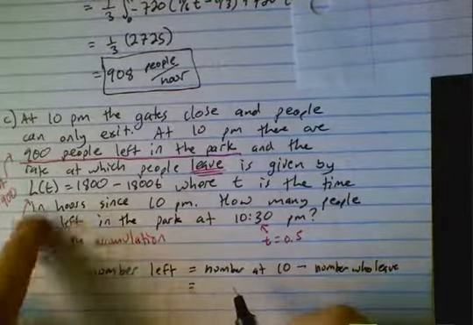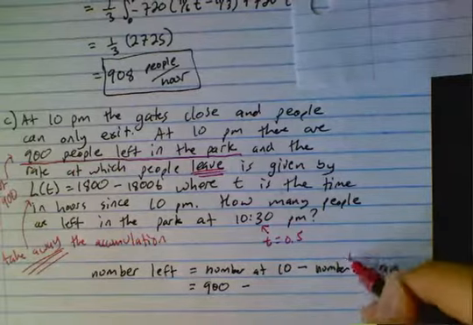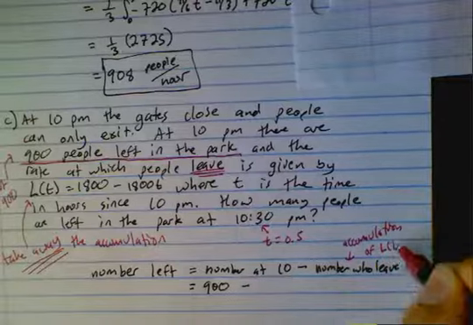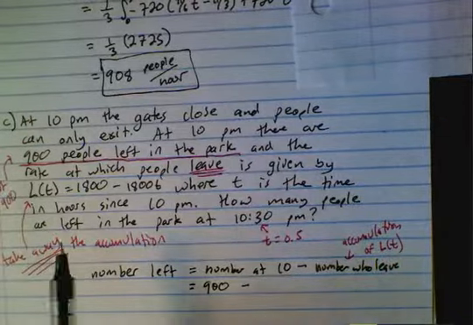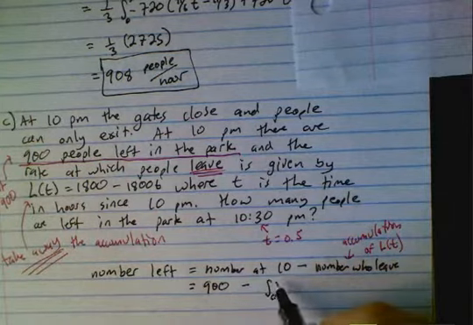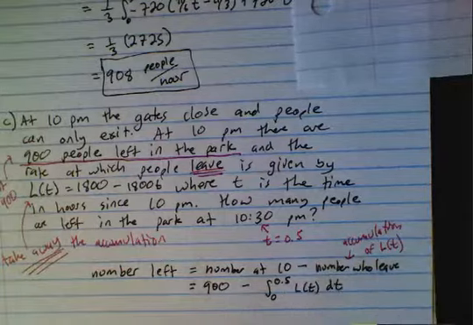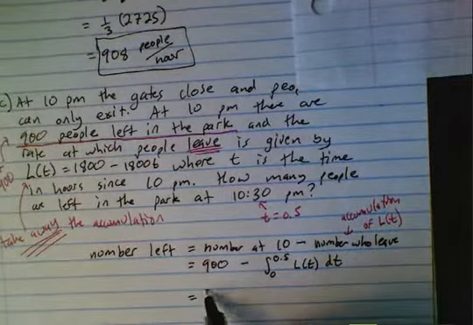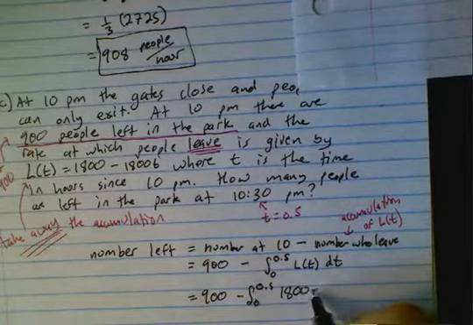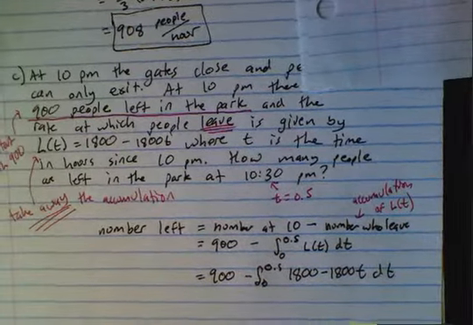So the number left, the number at 10 p.m., we're told that's 900 people. The number who leave, this is accumulation of L of t, because this is the rate at which people leave, so the integral is the number of people who left. So from 10 p.m. to 10:30, we have the actual equation for that, 900 minus the integral from 0 to 0.5 of 1800 minus 1800t dt. Once again, this we can just stick in the calculator.